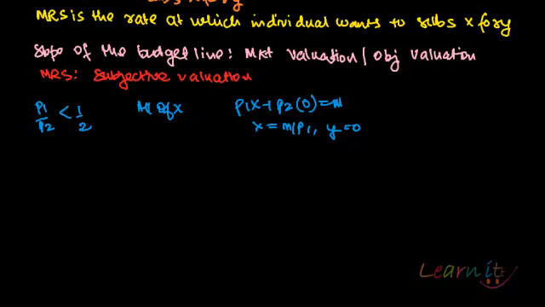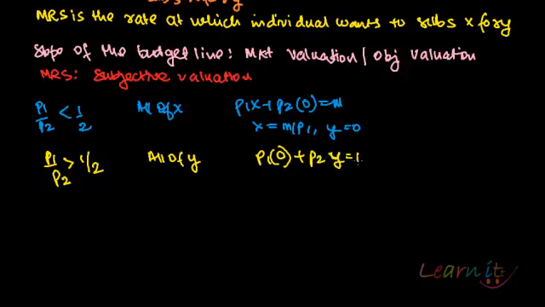Fine. Now, if the rate at which the market wants to substitute X for Y is greater than the rate at which the individual wants to substitute X for Y, then X becomes an expensive commodity. So Y is a cheaper commodity. So he will buy all of Y. Okay, in that case, the budget line would become P1 into 0 because he's not buying anything of X, and P2Y is equal to M. So Y is equal to M by P2, and X is equal to 0.